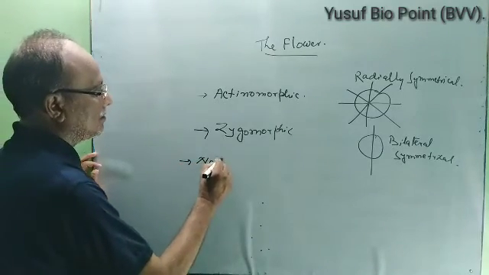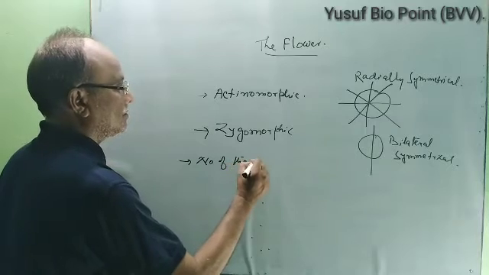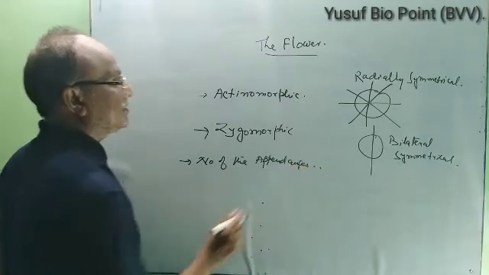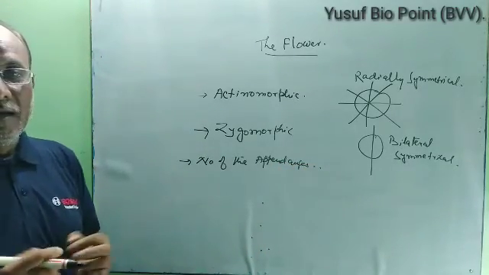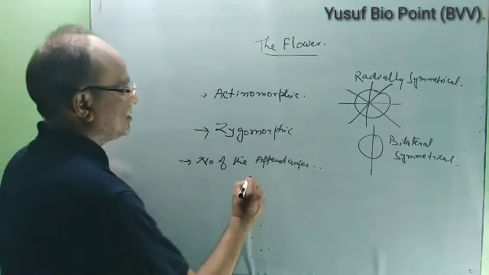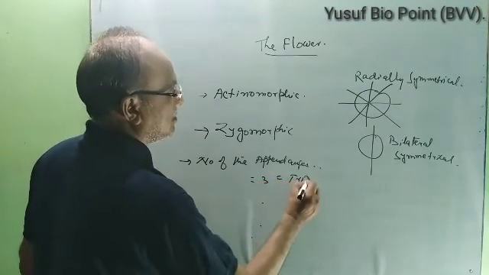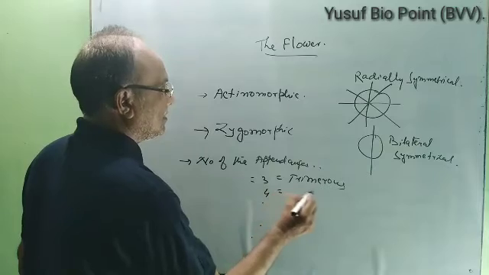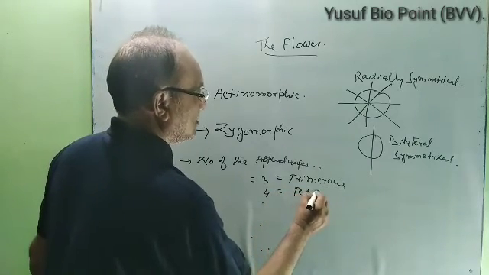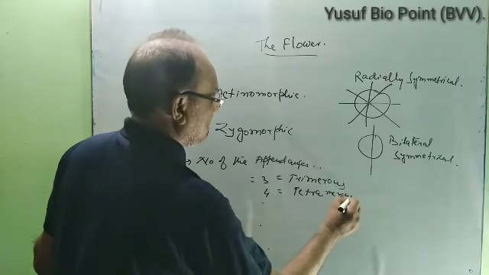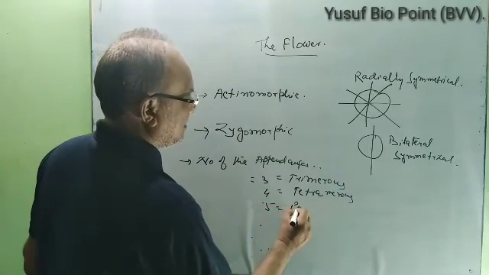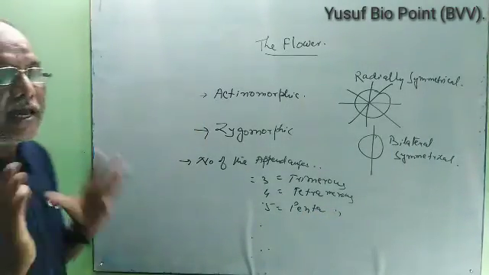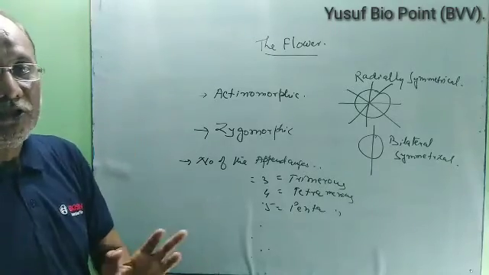Number of appendages means number of sepals, number of petals, number of stamens, and so on. If they are 3, then it will be called trimerous. If they are 4 each, that is tetramerous, then pentamerous, and polymerous, like that.